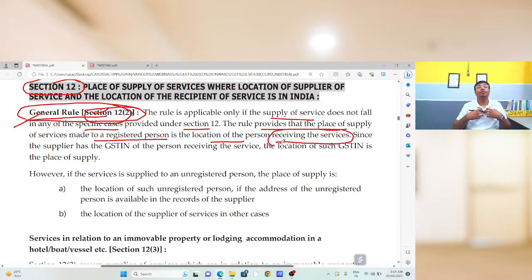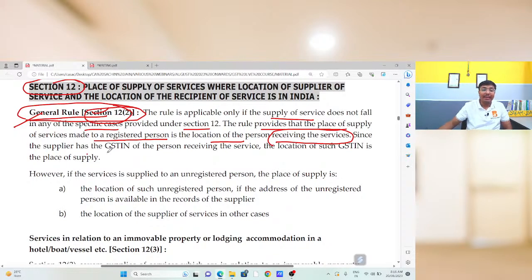Suppose I am going to provide my services to Mr. X and Mr. X is registered in Gujarat. In that case, the place of supply will be Gujarat. I am in Rajasthan, so IGST should be charged. So the basic principle is that whenever there is a supply of service to a registered person, the place of supply will be the location of the person who is receiving the service.